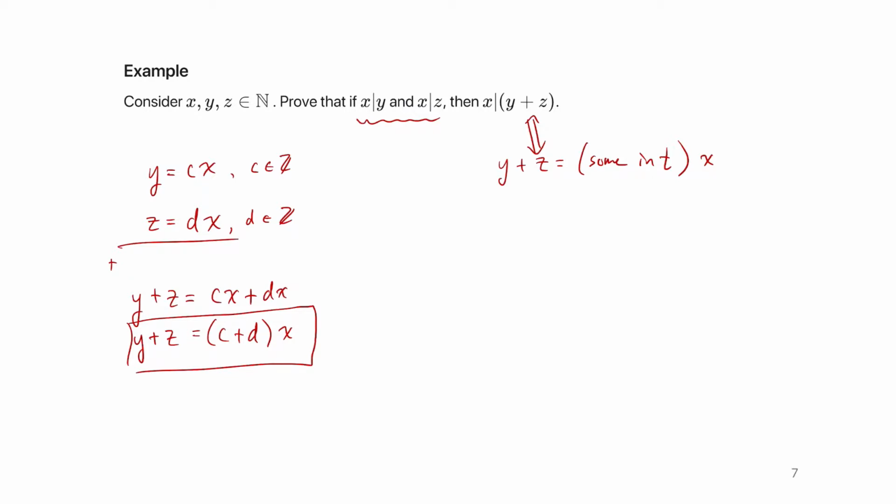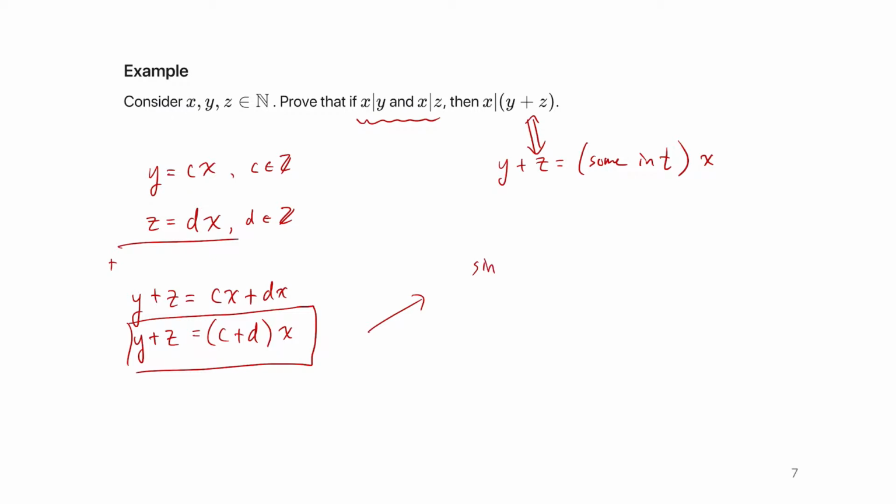Okay? And so what we've done is we started off with the information we were allowed to assume, put it together without any mathematical flaws in logic. Everything we did here is valid. We didn't do anything like divide by 0, for example. And our result is that we can write y plus z as some integer times x.